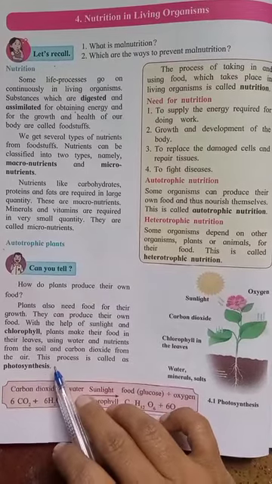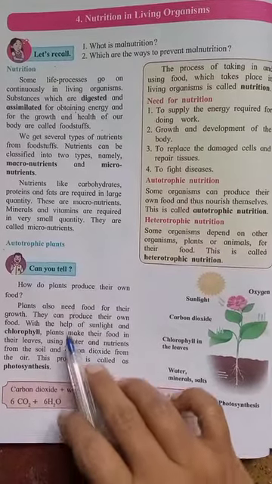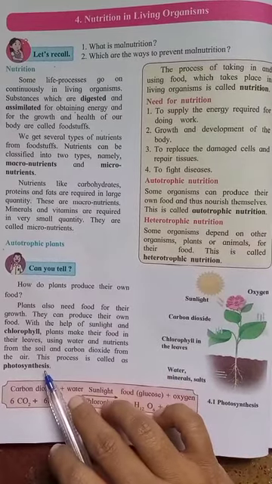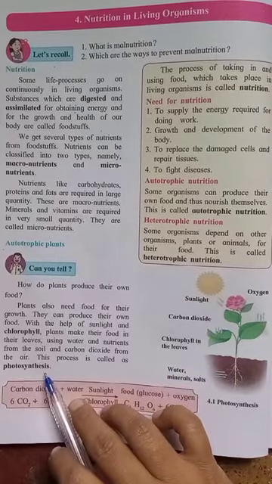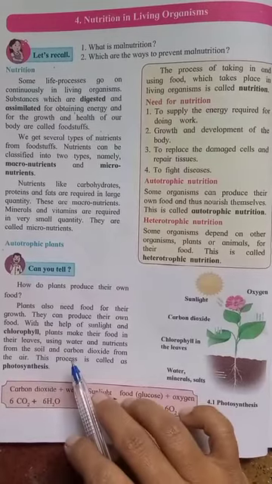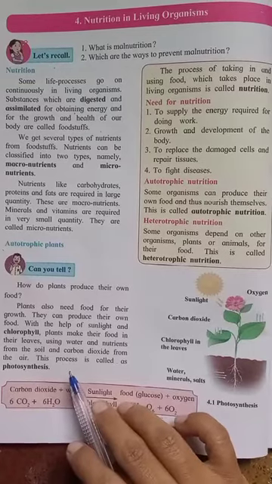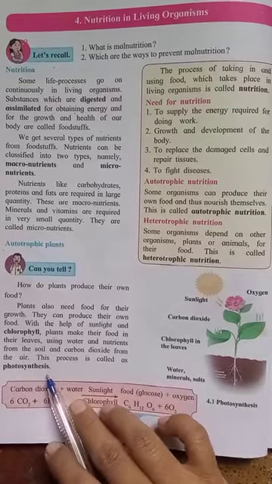So we have been given the information on how plants produce their food, as well as the definition of photosynthesis. When plants produce their own food with the help of sunlight and chlorophyll, that process is called photosynthesis.